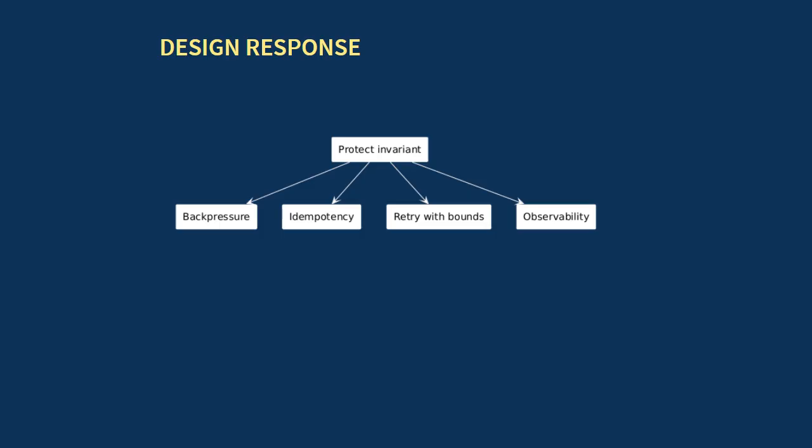The protected property here is system integrity under stress. The mechanisms are things like back pressure, idempotency, bounded retries, and observability. Each one adds protection, but none is free, so the question is, which control best preserves the invariant while making the trade-off explicit? Isn't adding a retry or a lock enough? Not by itself. A mechanism only helps if it matches the failure mode, and every mechanism introduces a cost somewhere else.